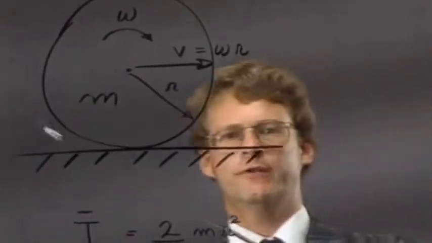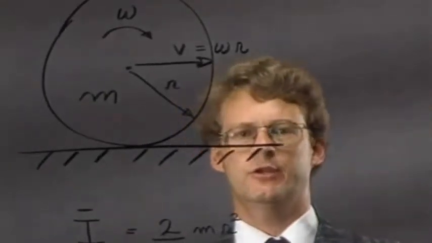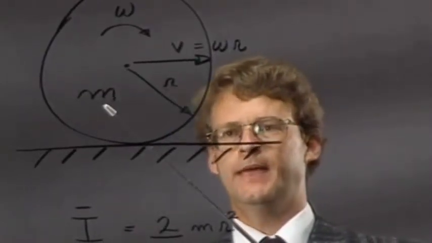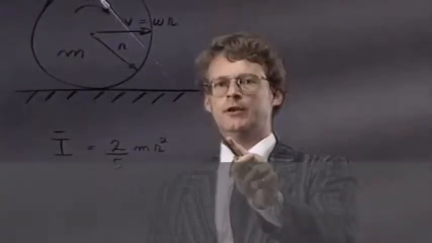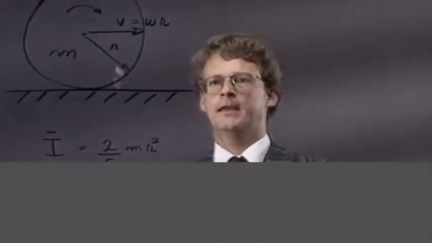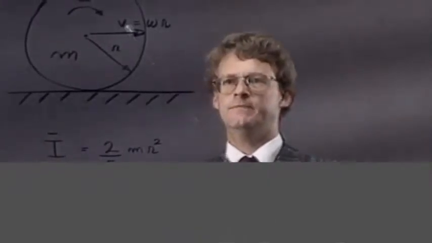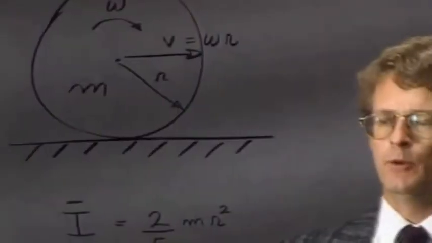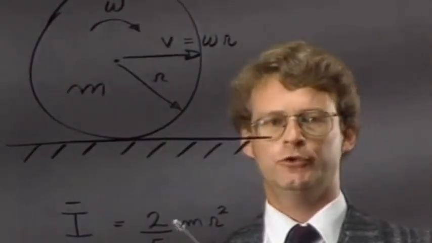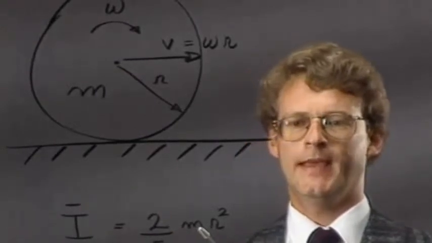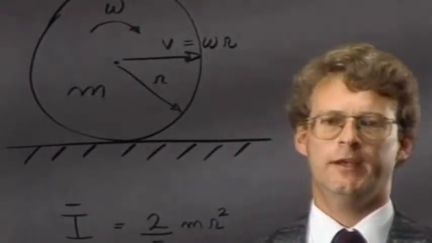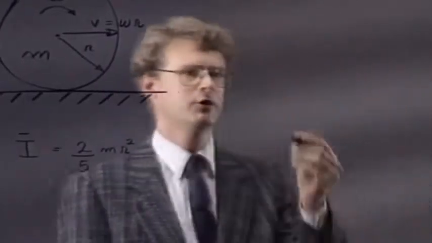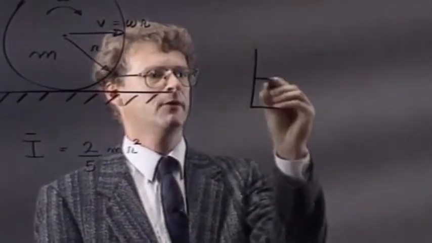Consider the motion of a sphere rolling on a horizontal surface. The radius of the sphere is r, the mass is m, the angular velocity omega, and the translation velocity v is equal to omega times r. The moment of inertia of the sphere is equal to 2/5 of the product of the mass m and the square of the radius. The kinetic energy of the motion is given by the following formula.